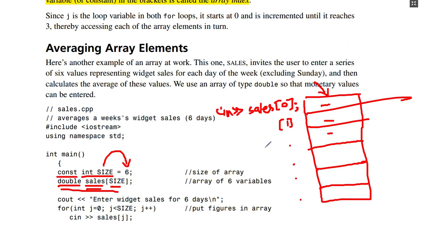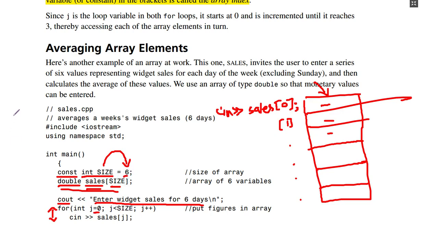So in this example, first the array of 6 elements is defined of type double. Then the next line executes and it prints: enter widget sales for 6 days. Then a loop would execute. You can see from here, how many times would this loop run? j equals 0, and the next time j becomes 1, while j is less than size. The number stored in size is 6.